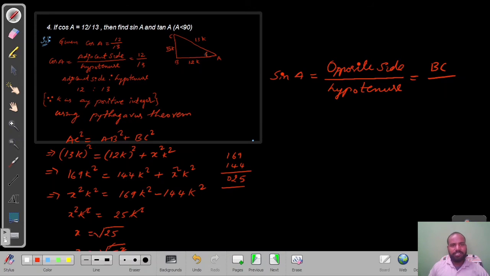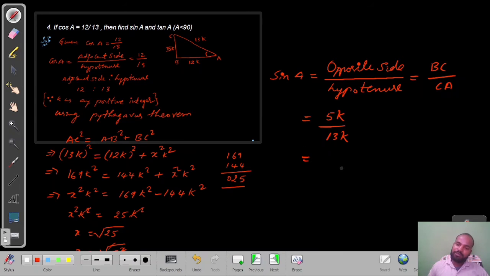And what is hypotenuse here? AC, or CA. Okay, CA. Now what is the value of BC? BC value is 5k. And what is the value of CA? CA value is 13k.